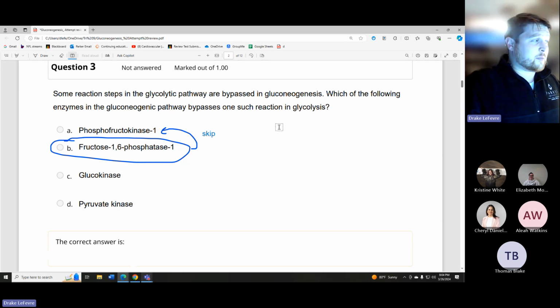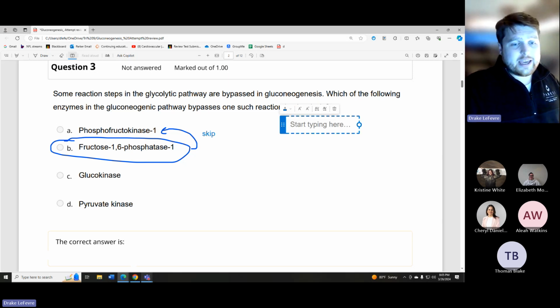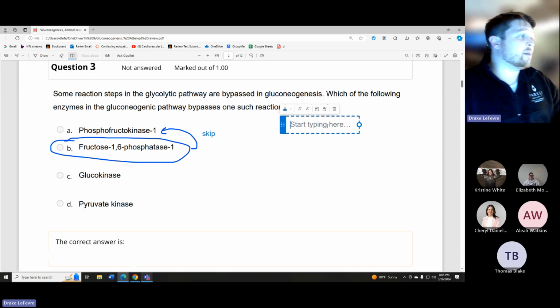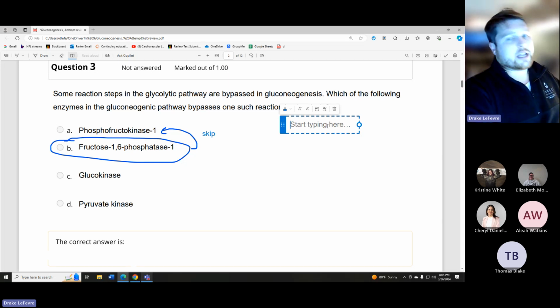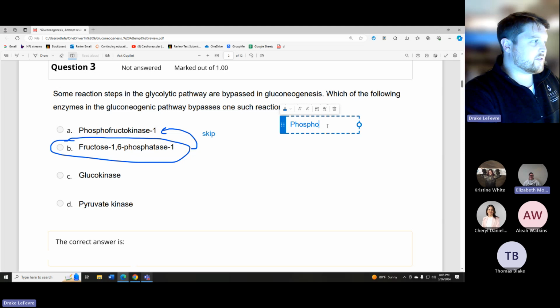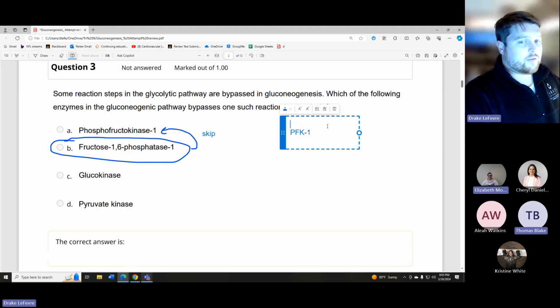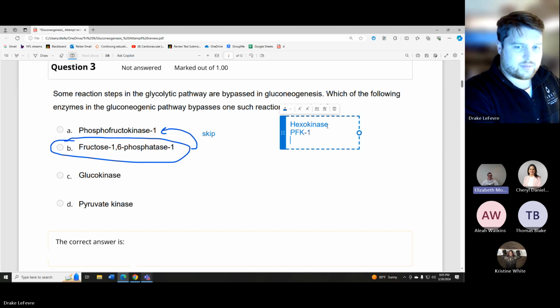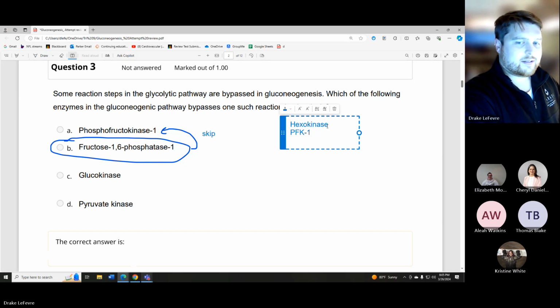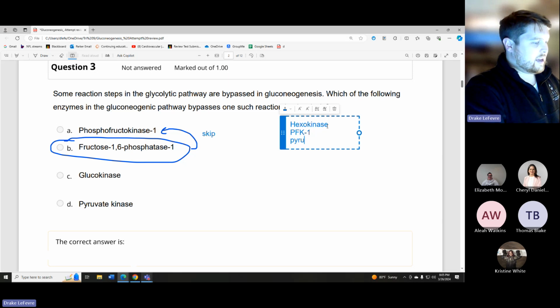Thinking back, I'm going to test your brains, right? What are the 3 enzymes that we talked about in glycolysis that are our rate limiting enzymes that need to be bypassed in gluconeogenesis? Let's start with phosphofructokinase, right? There's PFK1. Hexokinase? Yeah, our hexokinase. And the very, very last enzyme in the whole process, pyruvate kinase. Good.